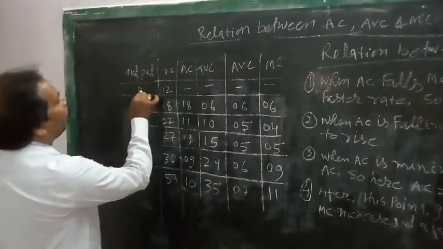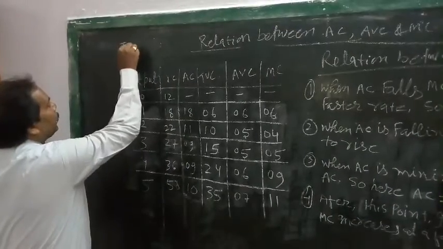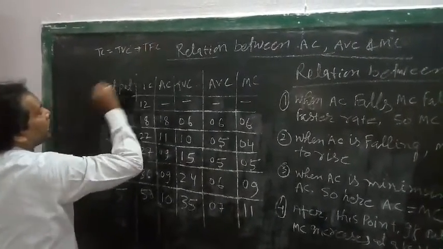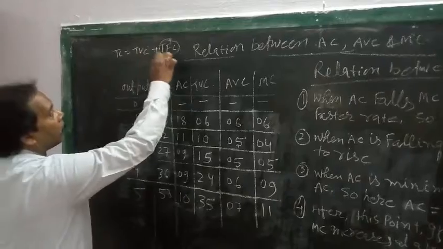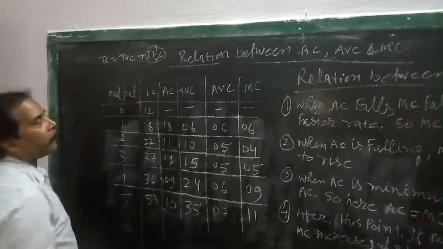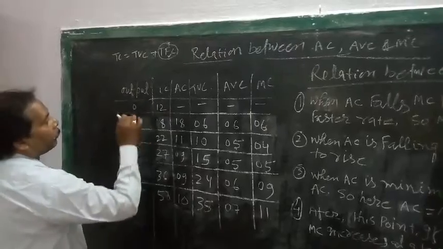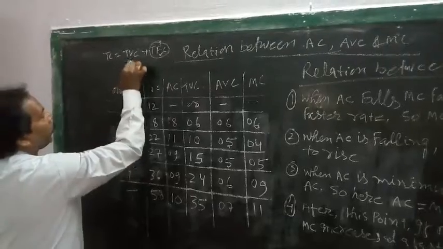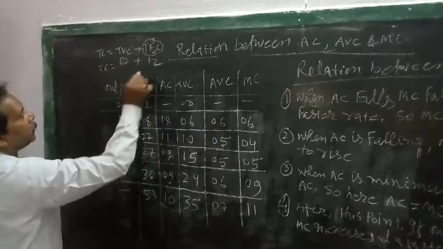So at the 0 level of output, TC is 12. Everybody knows that TC is equal to TVC plus TFC, that is the total fixed cost. Whether production increases, decreases or stays constant, the value of TFC will remain the same at all levels of output. So here, if the TVC is 0 and TFC is, suppose, 12, then the value of TC is equal to 12.